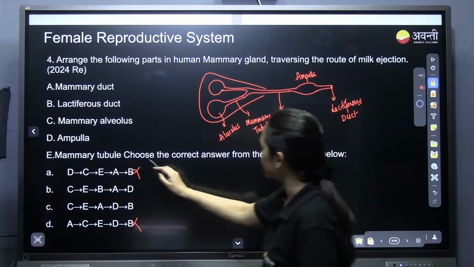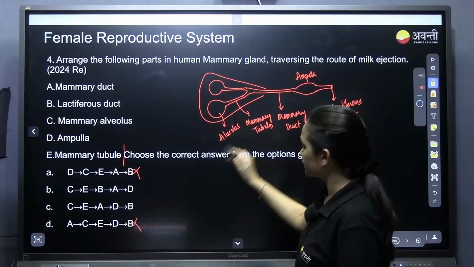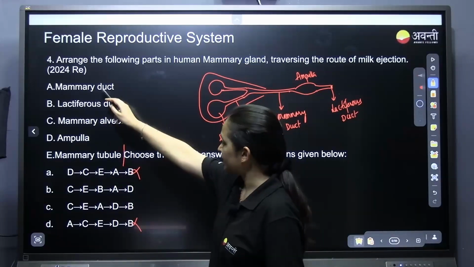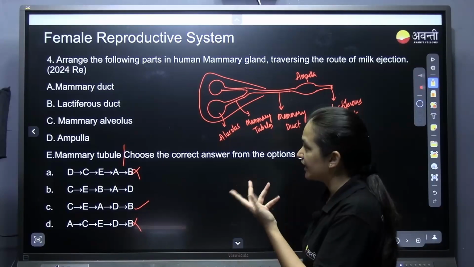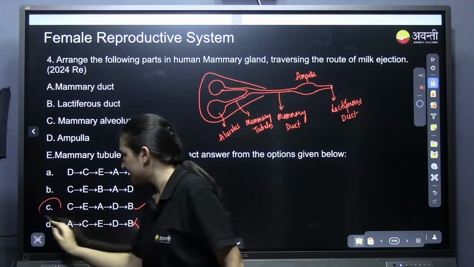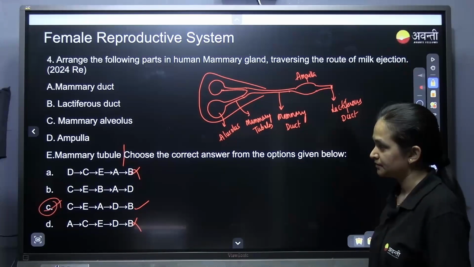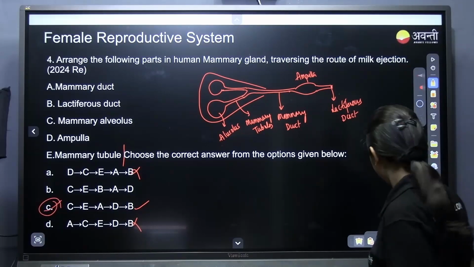Mammary tubules are here. Okay, C is there. Mammary tubules, that is E. Then mammary duct A and D, ampulla and lactiferous duct. Any doubts in this? So C is the correct answer.